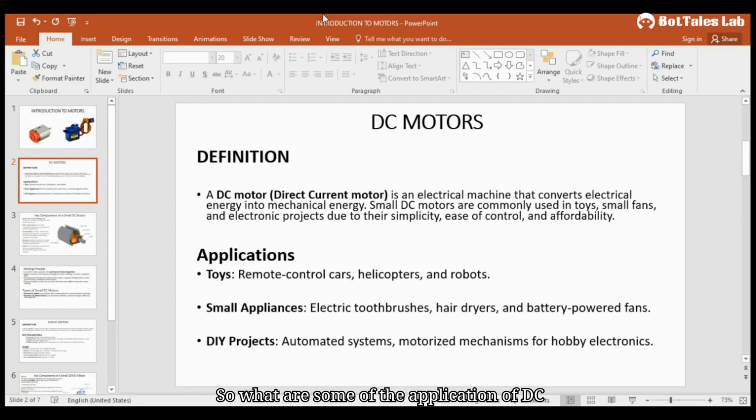So what are some of the applications of a DC motor? DC motors are used in toys, remote control cars, helicopters and robots. They are used in small appliances like electric toothbrushes, hair dryers, and battery-powered fans. They are used in DIY projects like automated systems, motorized mechanisms for hobby electronics, etc.